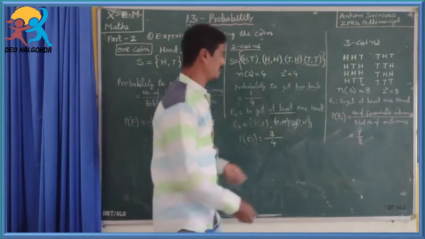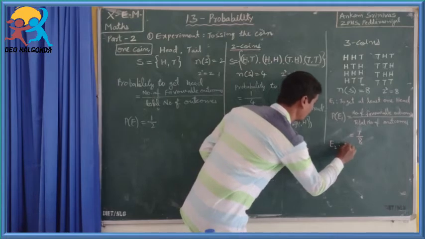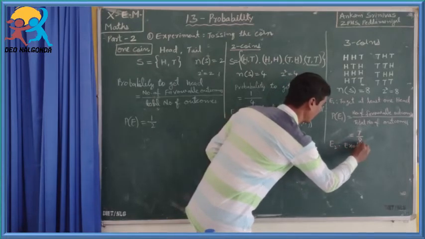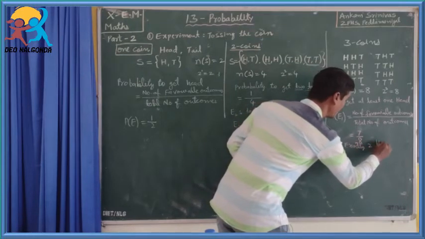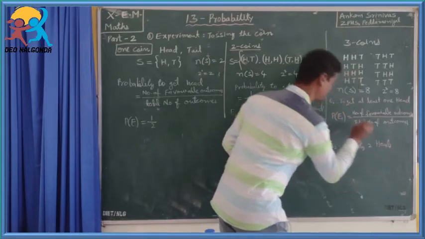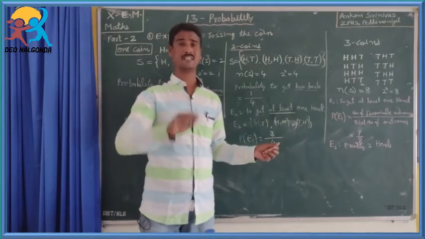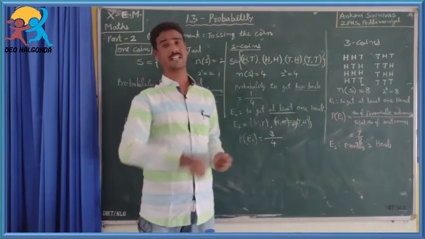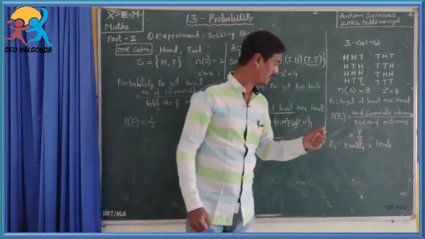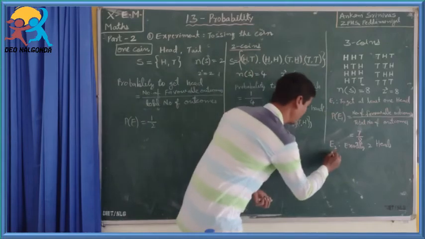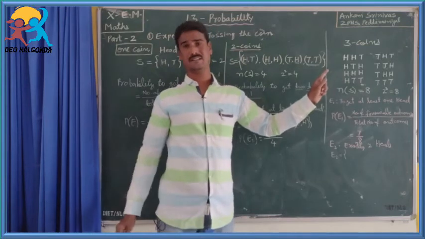Now one more, second event. I am taking the second event: exactly 2 heads. What is the probability to get exactly 2 heads when tossing 3 coins at a time? This is the question. To find the probability, first write the event. What is exactly 2 heads?